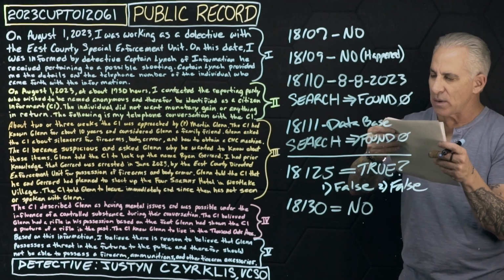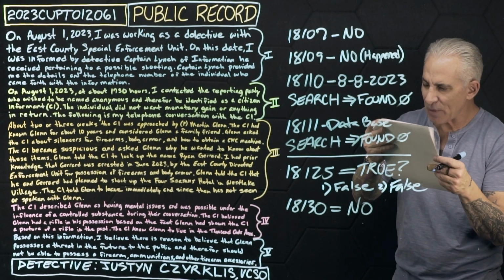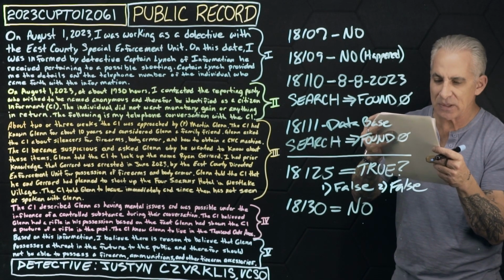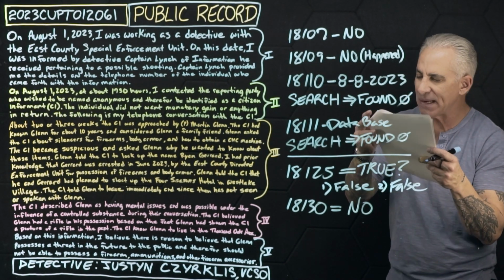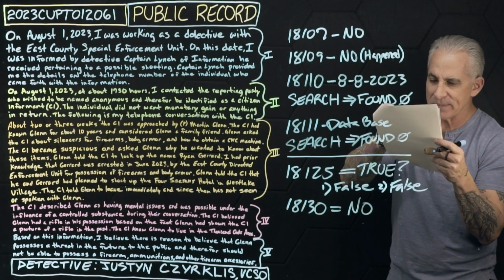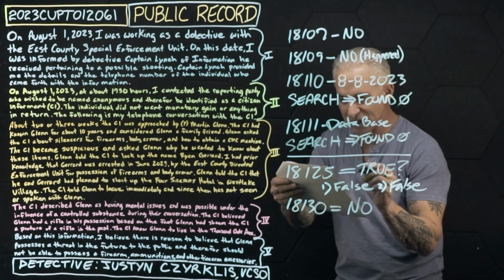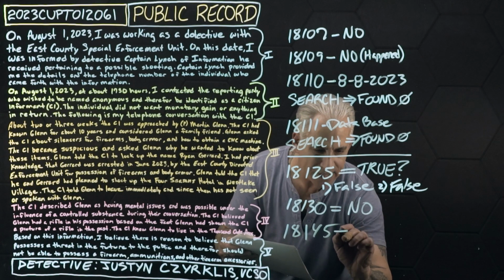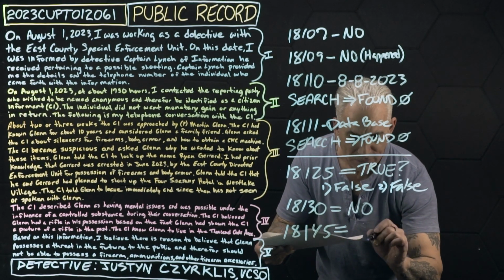Okay, 18145: a judicial officer may issue a temporary emergency gun violence restraining order orally based on the statements of a law enforcement officer made in accordance with subdivision of section 18140. If time and circumstances permit, a temporary emergency gun violence restraining order may be obtained in writing and based on a declaration signed under penalty of perjury. Okay, so this is 18145 equals false.